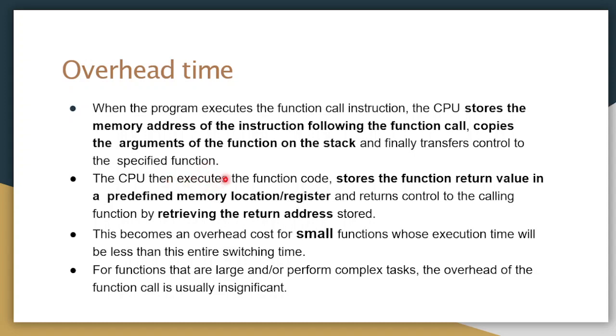The CPU then executes the function code, stores the function return value in the predefined memory location, and returns control to the calling function by retrieving the return address to it. This becomes an overhead cost for small functions whose execution time will be less than this entire switching time. For functions that are large and or perform complex tasks, the overhead of the function call is usually insignificant.